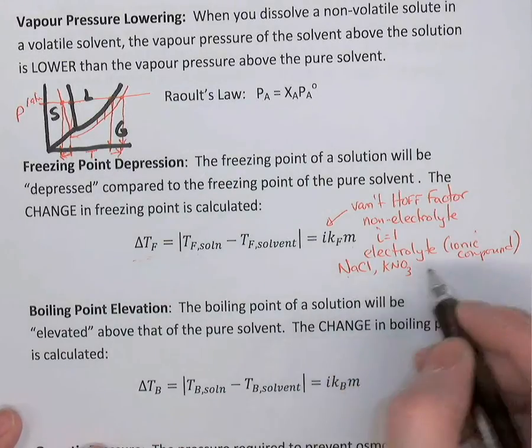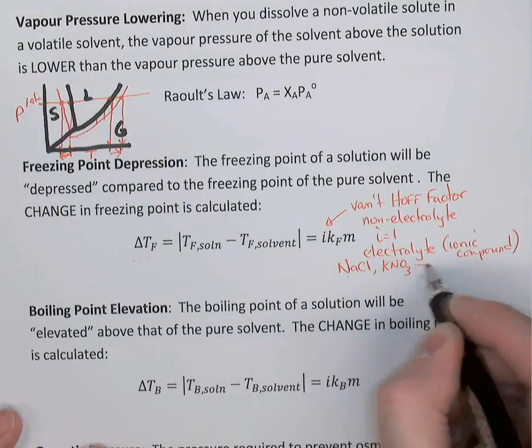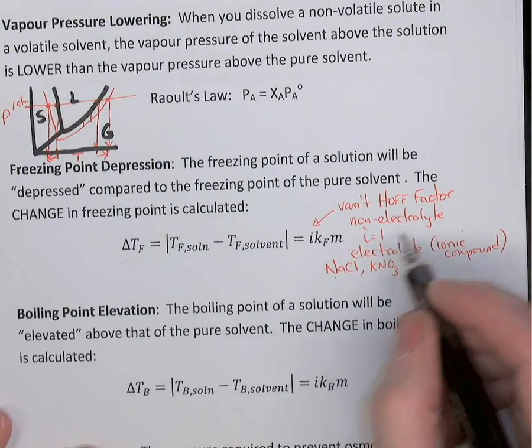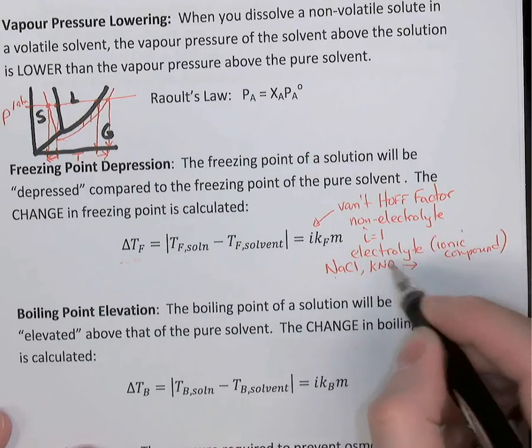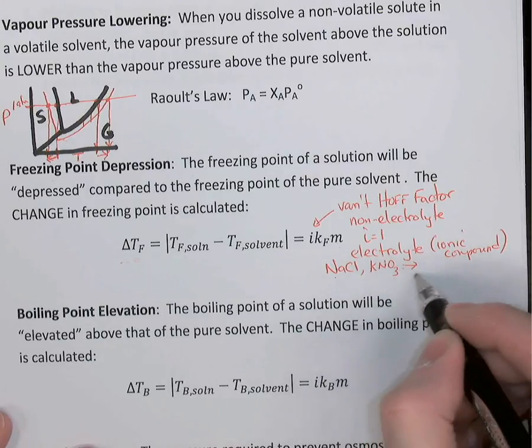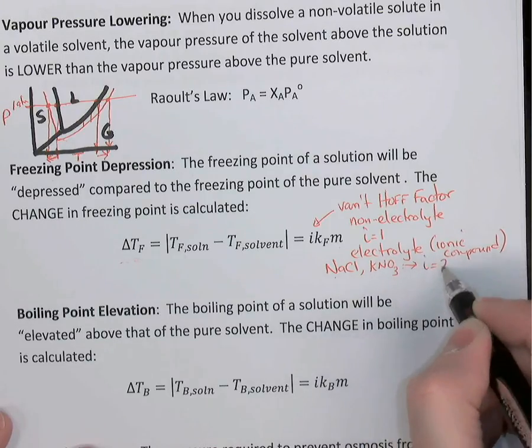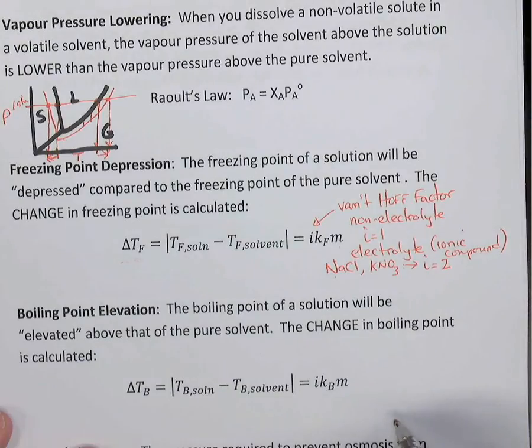So in salts like this, the effect is going to be doubled that of a non-electrolyte, because you get 2 moles of particles for every 1 mole of solute. So for these guys, the Van 't Hoff factor would be a 2.